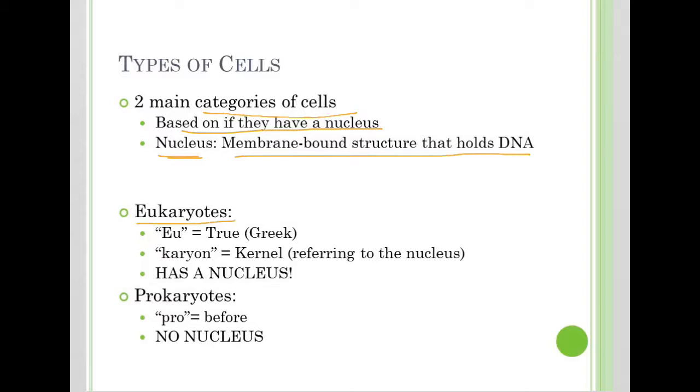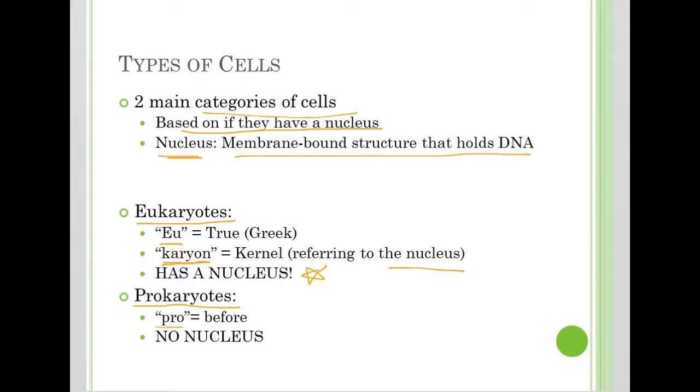One of them is eukaryotes, where that EU prefix means true, and the karyote is in reference to the Greek word karyon, which means kernel, referring to the nucleus. So basically you have a true kernel or a true nucleus. Eukaryotes have a nucleus. Okay?